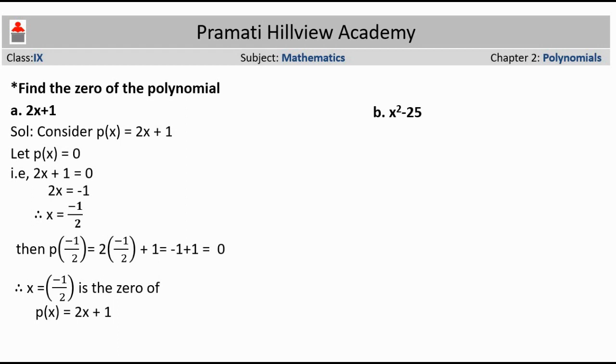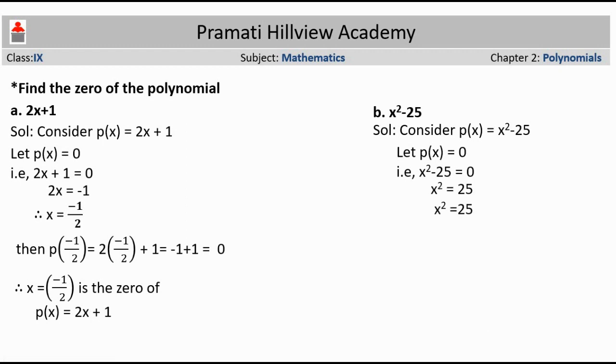Let's take another example, x square minus 25. Let's consider p of x to be equal to x square minus 25. Then when p of x is equal to 0, x square minus 25 becomes 0. Then x square is equal to 25. x will be equal to root 25. Therefore, x will be equal to plus or minus 5.